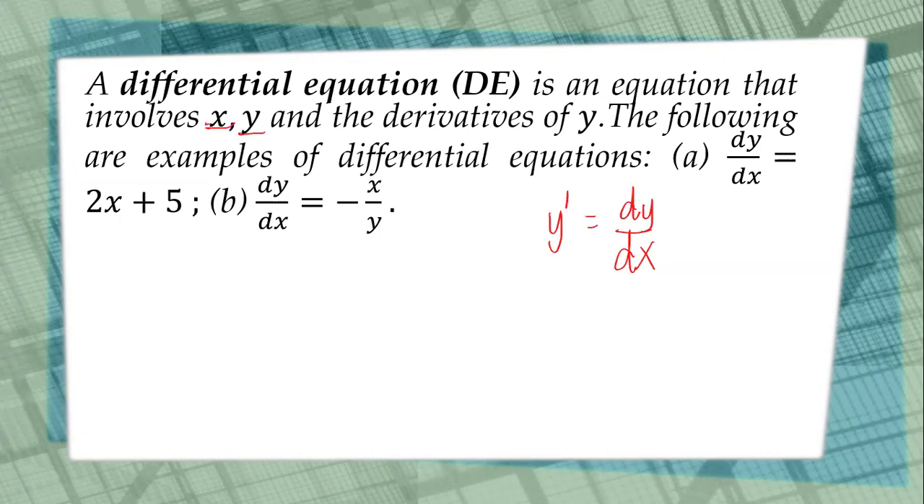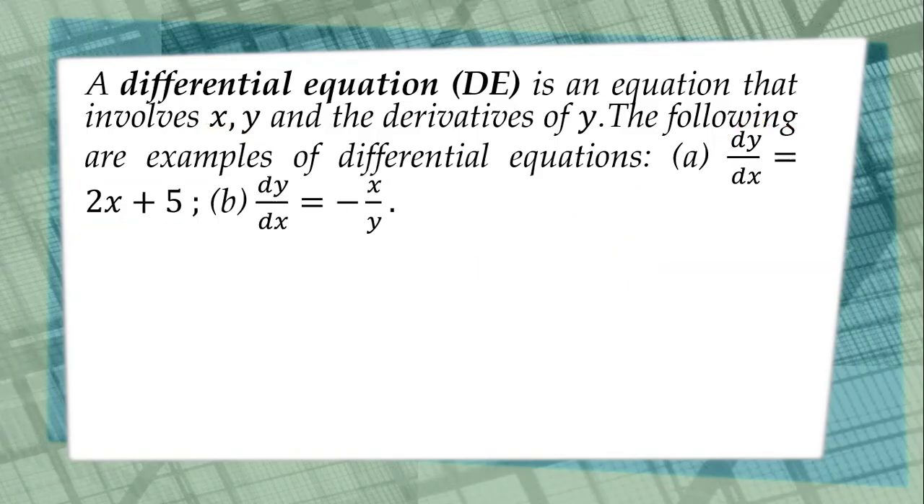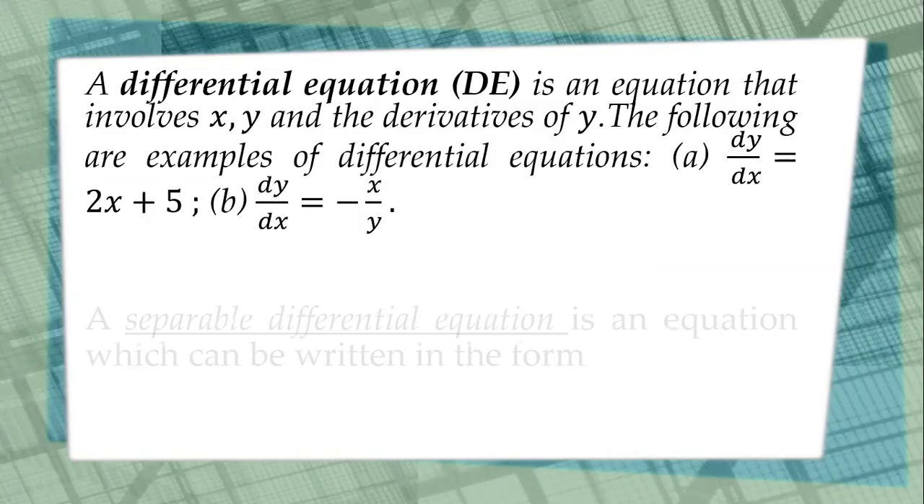So take a look at this example. We have dy over dx is equal to 2x plus 5. Then the second example, dy over dx is negative x over y. So whenever there's the presence of that derivative and the variables x and y, then those are what we refer to as the DE.